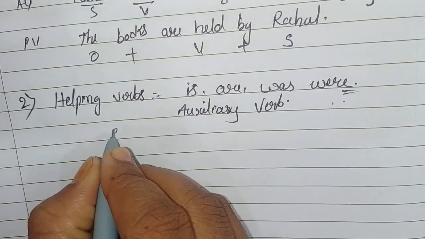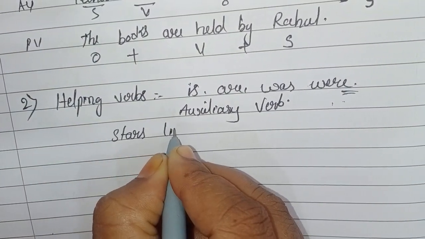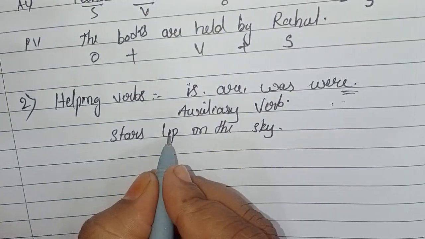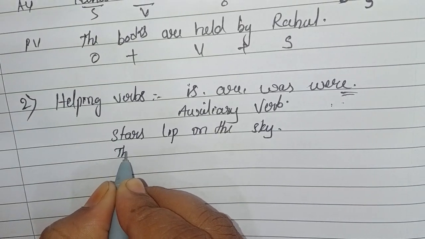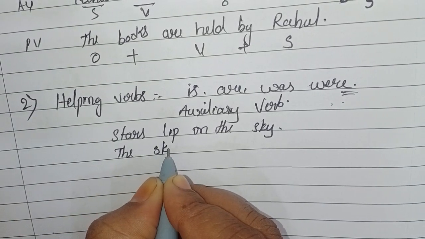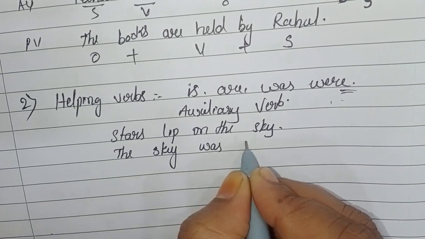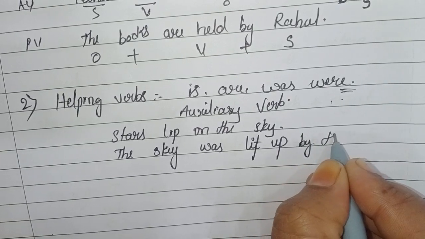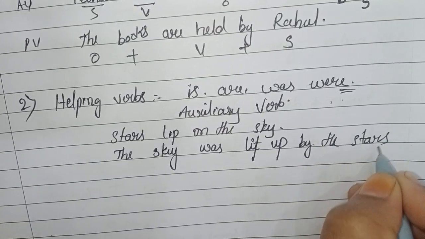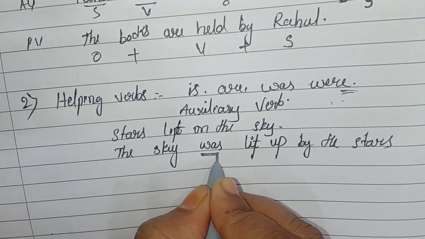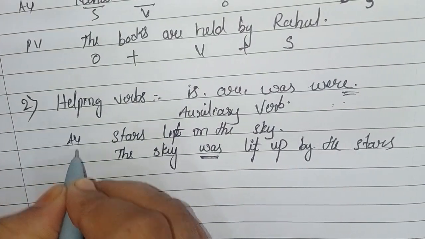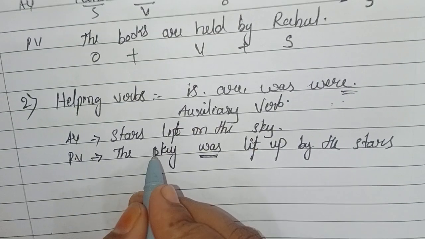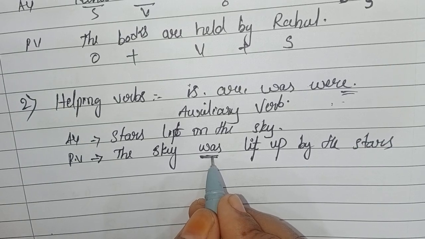Stars lit up the sky. This is converted into: The sky was lit up by the stars. Here, "was" is a helping word. The first sentence is the active voice, and this is the passive voice. When we change the active voice into the passive voice, we always take the help of auxiliary verbs.